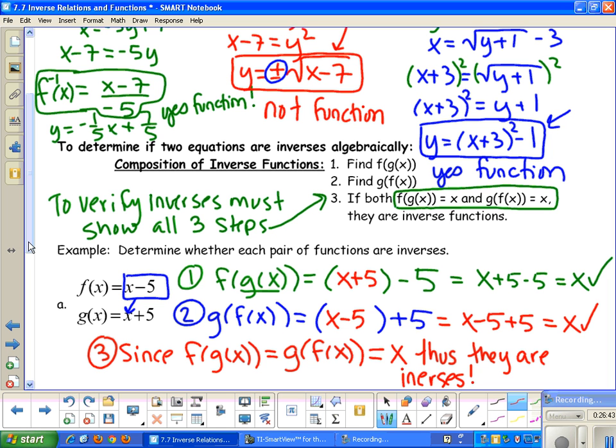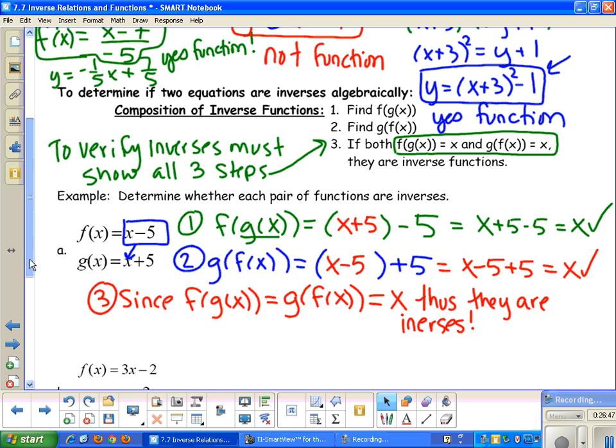Which is pretty cool. So again, we can't just switch the x and the y's on this one, because we're trying to show that they're inverses by using these three steps that we have.